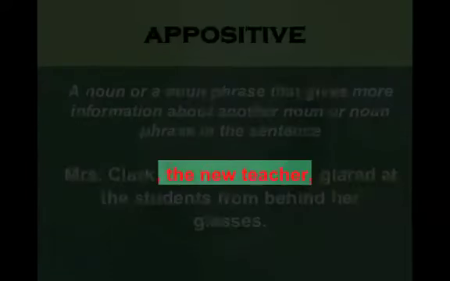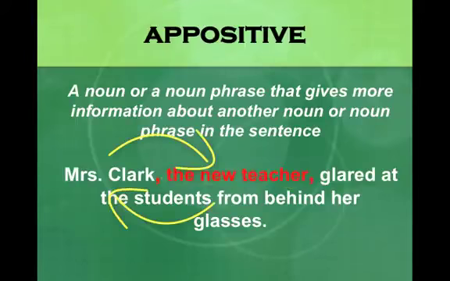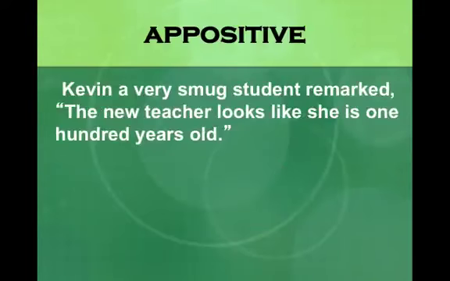I like to think of appositives as synonyms. Mrs. Clark and the new teacher are the same person. I can take out one of these, or I could reverse them, and I would basically have the same sentence. It doesn't change the meaning of my sentence to take out the new teacher. It just gives me more information about a noun that's already in the sentence, Mrs. Clark.